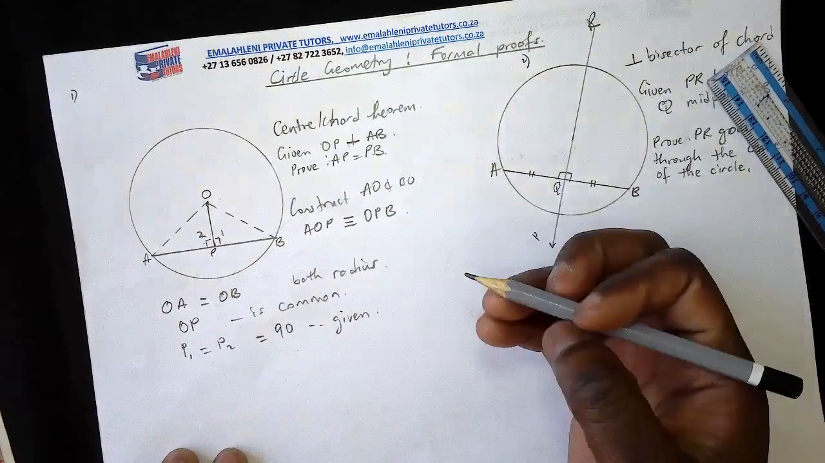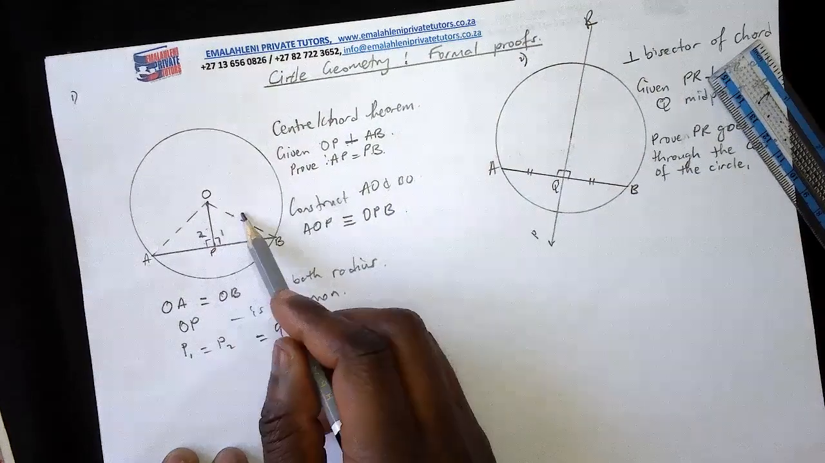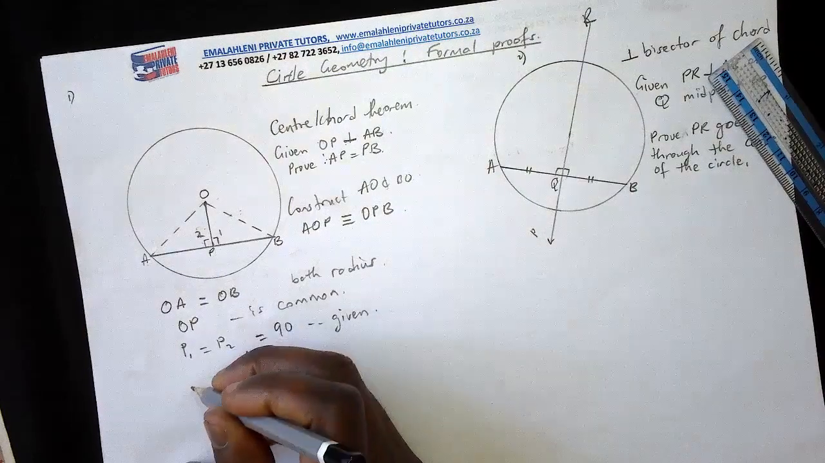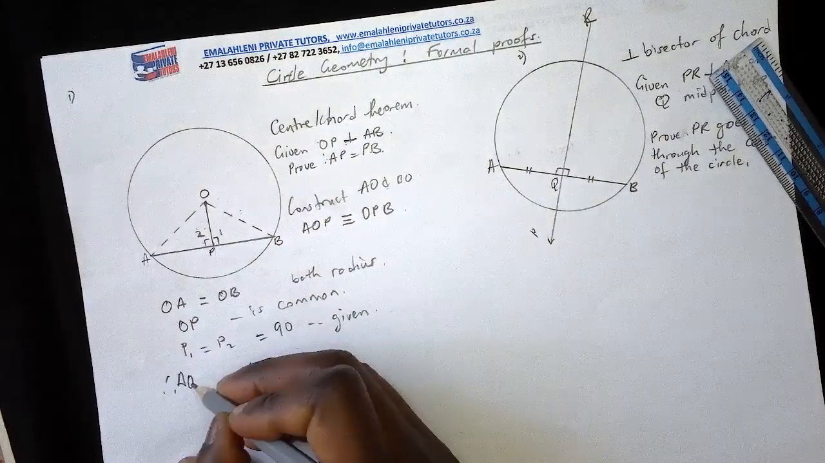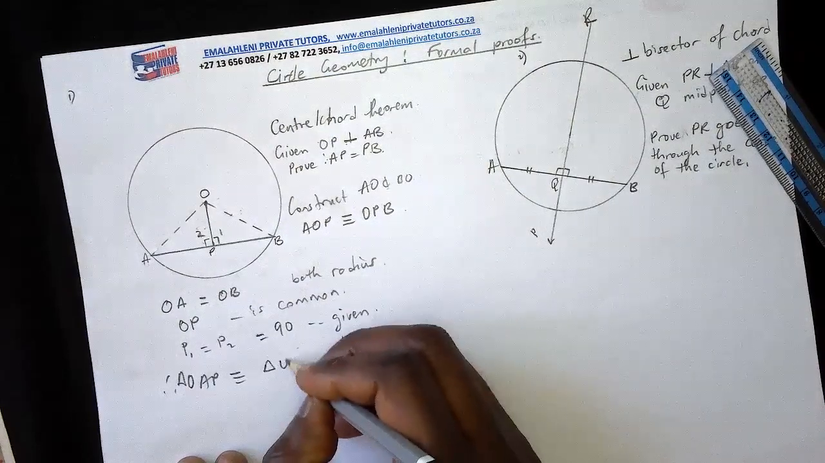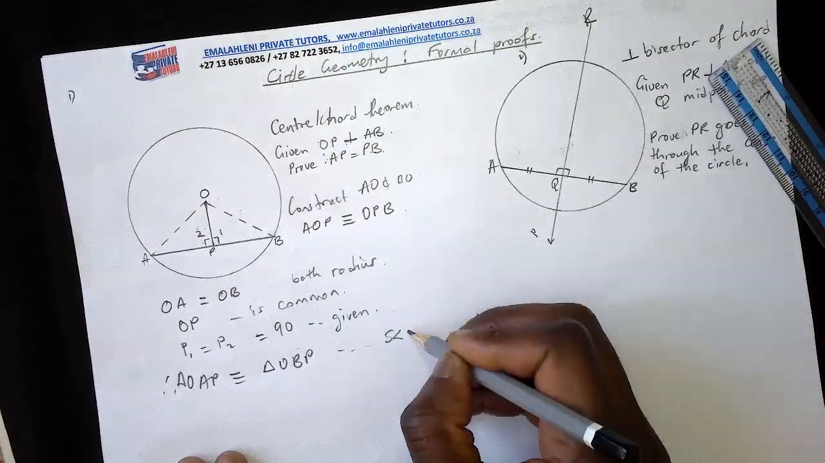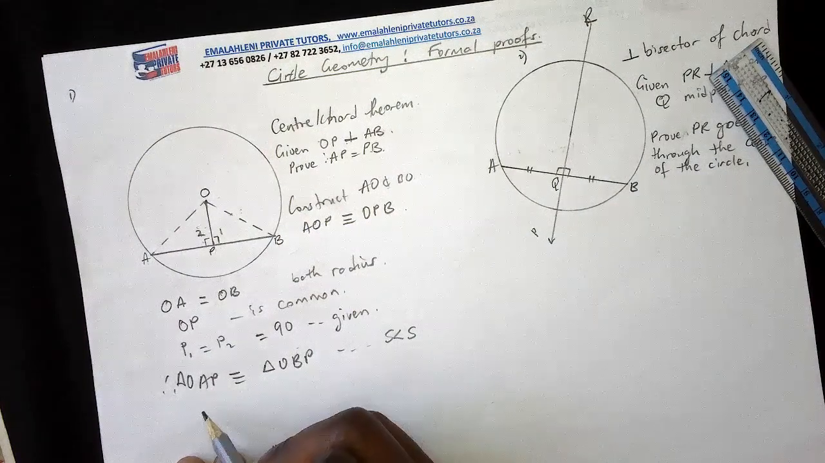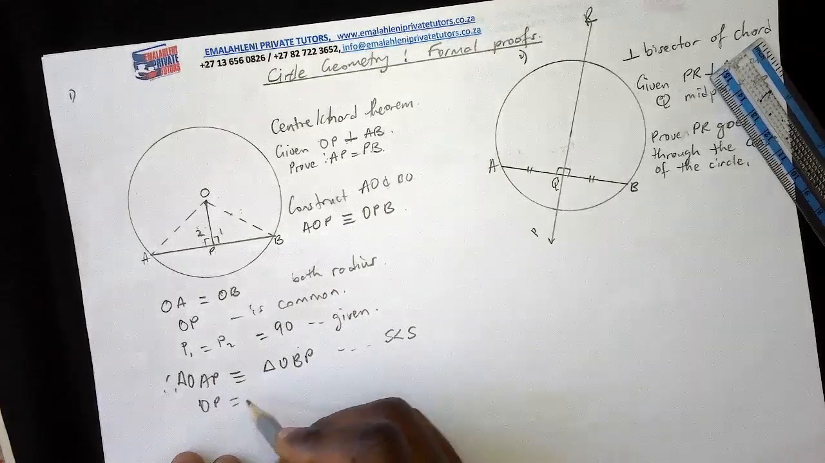Now, it means that if we have got an angle and two sides that are equal, that proves that those two triangles are congruent. So therefore, we can now say triangle OAP is congruent to triangle OBP. Why is it like that? Side, angle, side. Then what else can we say? Therefore AP is equal to PB.